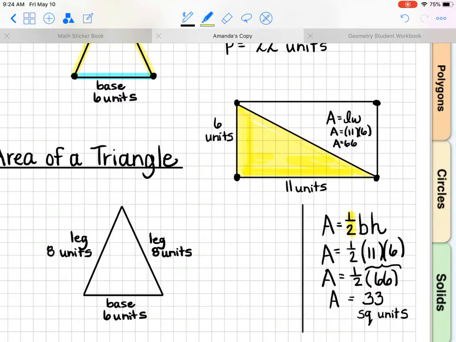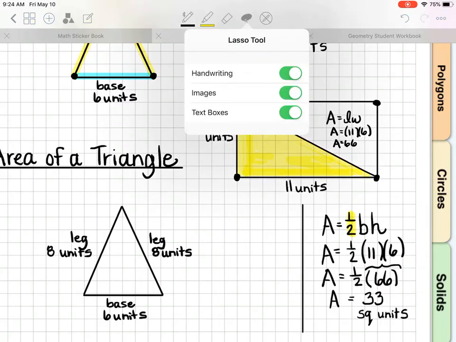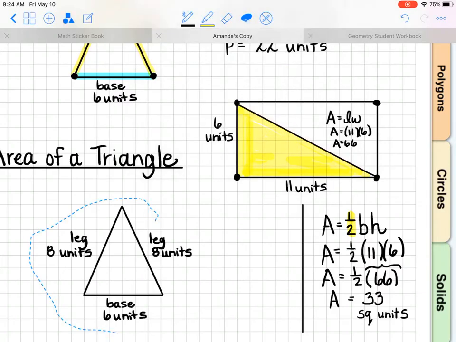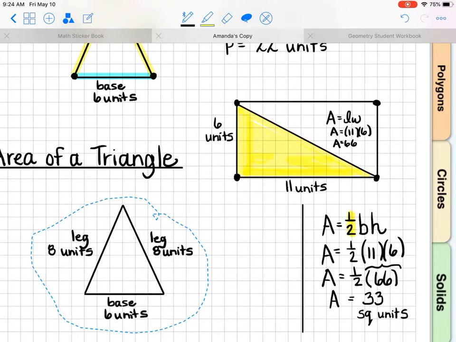Again, you have 8, 8, and 6 as your dimensions. But the problem with this one is that we need the height because the area formula requires the height. And it's tempting to use the 8. I'm trying to push this back up on the line like it should be. It's very tempting to say that this triangle is 8 units tall, but that's a leg. That's not its height. So we together need to figure out the height.